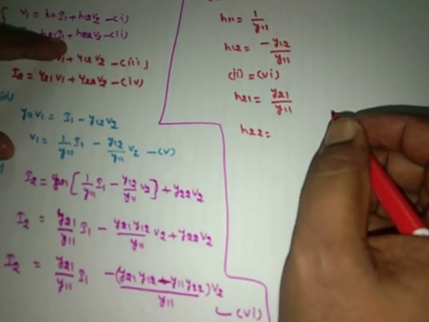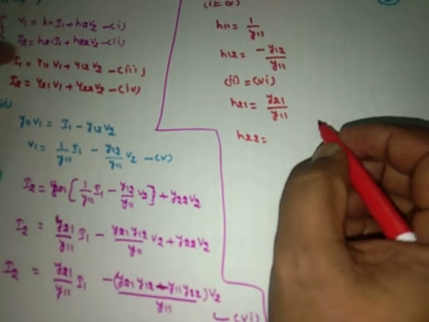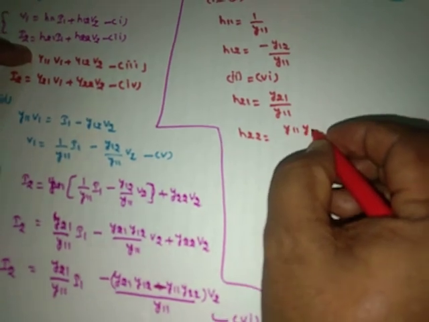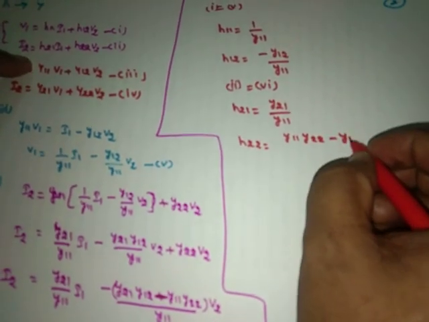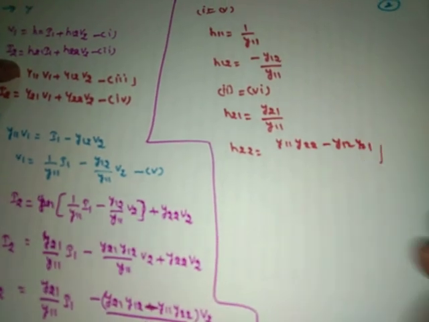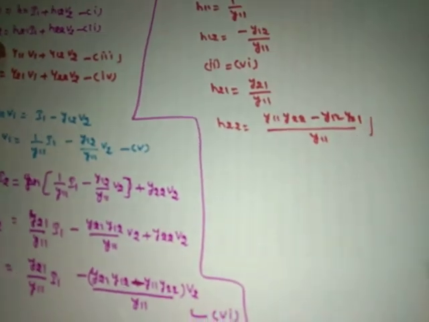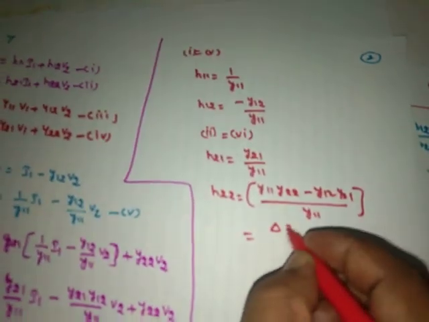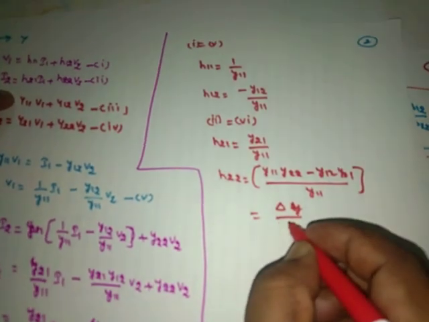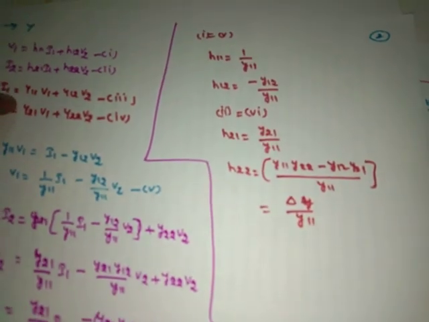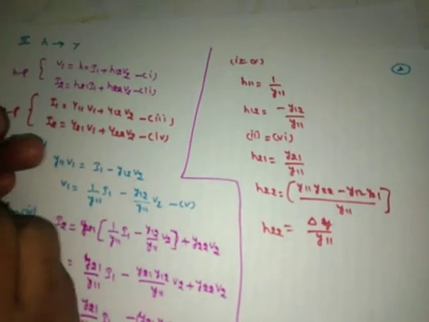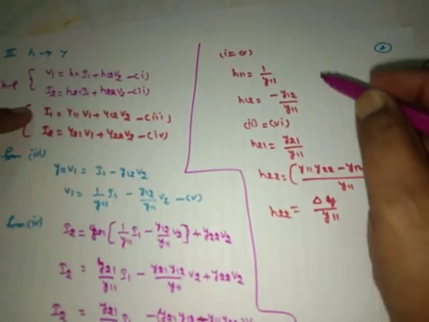here we can say that minus minus plus AD minus BC. So y11 y22 minus y12 y21 by y11. That is equal to determinant of y matrix by y11. So this is h22. So like that we can easily derive h parameters in terms of y parameters.